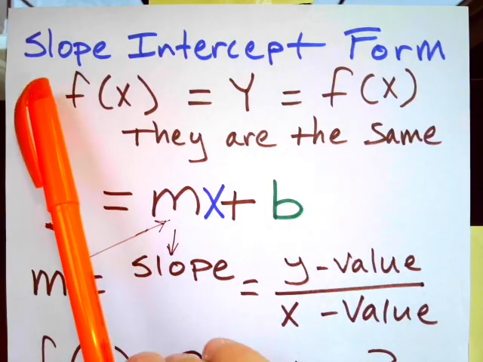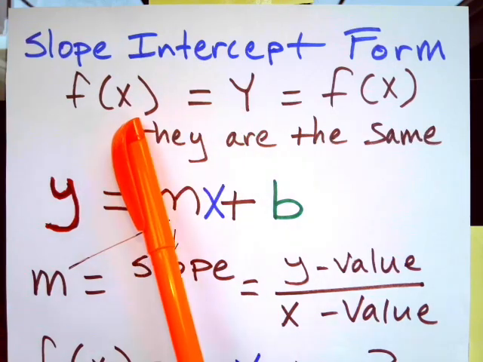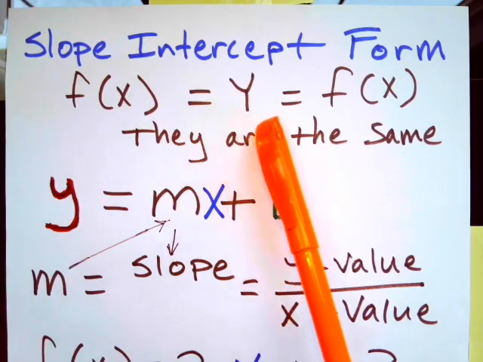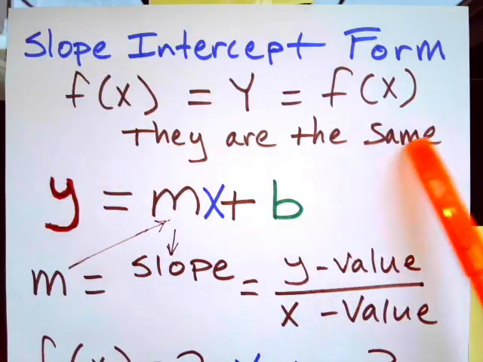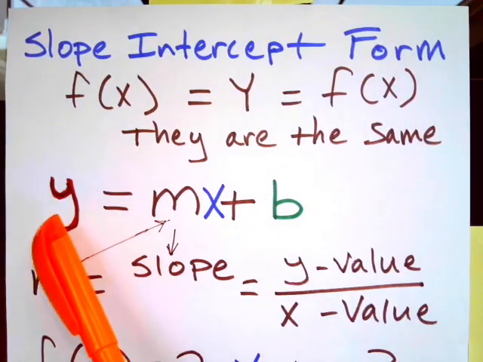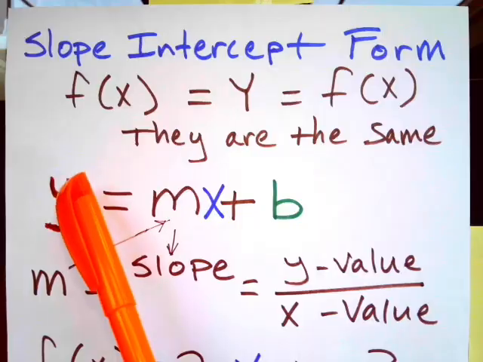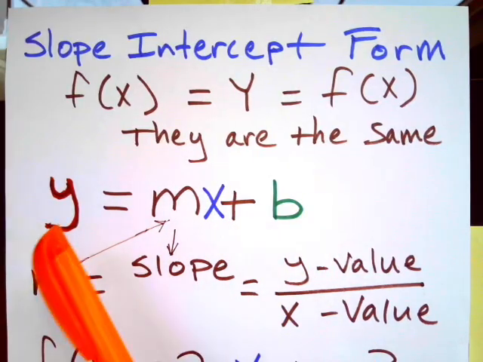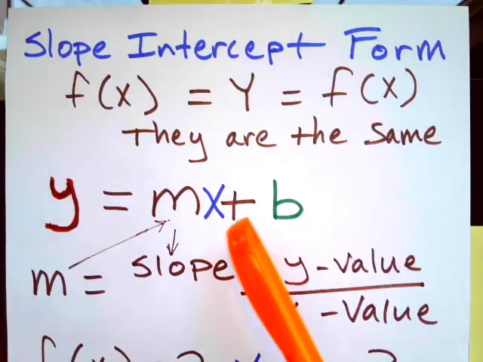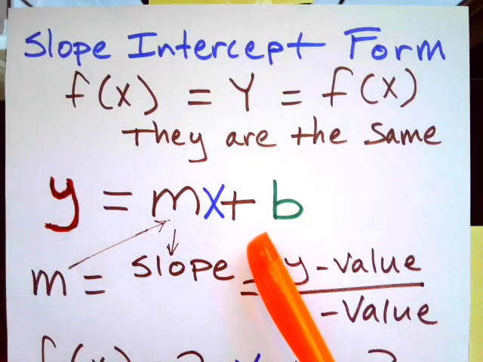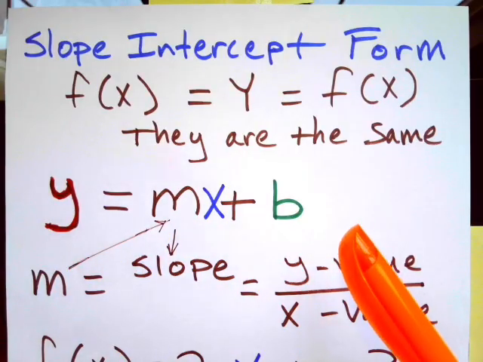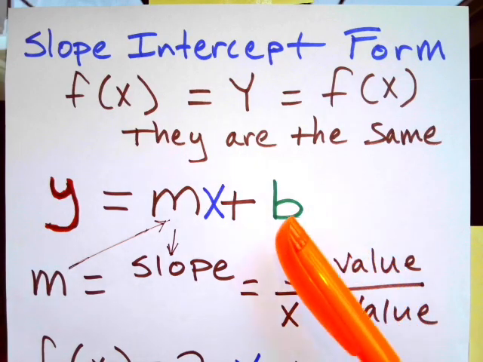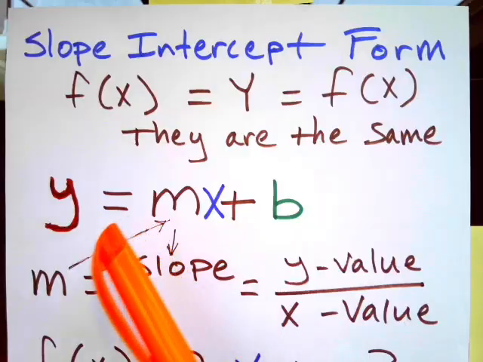So, slope-intercept form: f of x, which is the function, means the function of x, is y, and y is the f of x. Listen, they're just the same thing. So I could write f of x here for y, but the actual formula is y equals mx plus b. That's slope-intercept form. Each of these values means something, and you want to go back. Please watch my videos to understand what each of these mean.